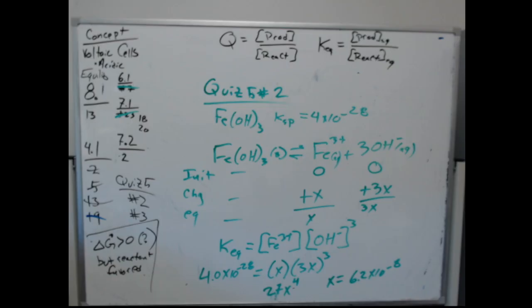Okay, so at this point we're actually not done. We also need to get 3x is equal to 18.6 times 10 to the minus 8 to get the hydroxide concentration as well. And now we're done with the problem.